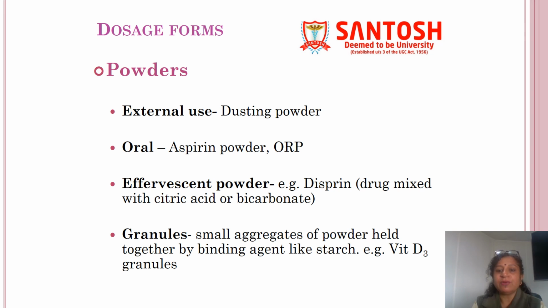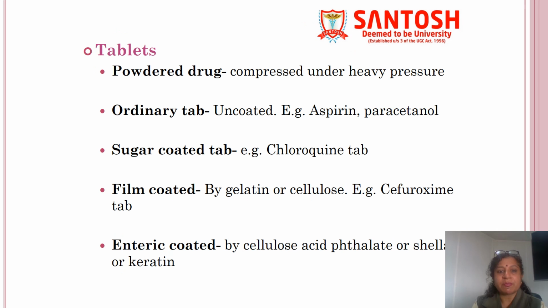Effervescent powder like Eno, all of you have seen. Otherwise, Disprin is available, in which the drug is mixed with citric acid and bicarbonates. As soon as we mix it with water, there's an effervescence. Drugs could also be available in granular forms. So all these are powder preparations.